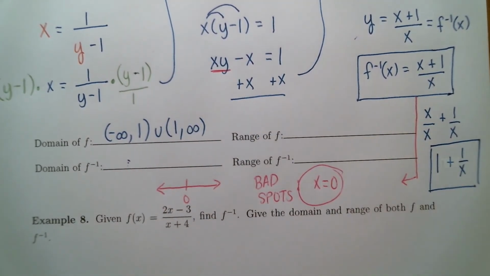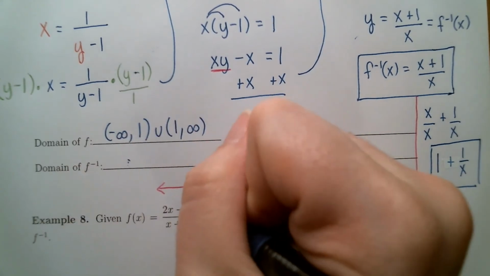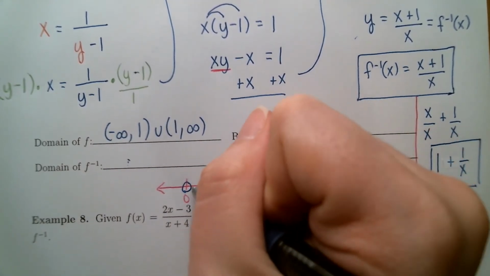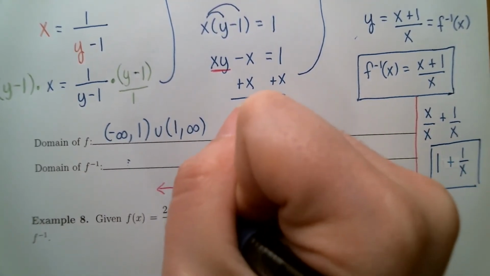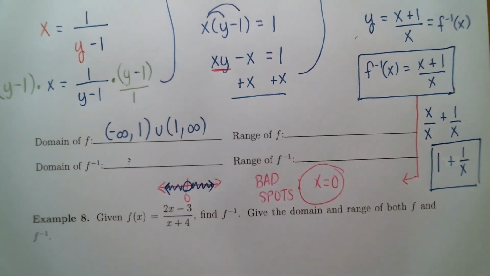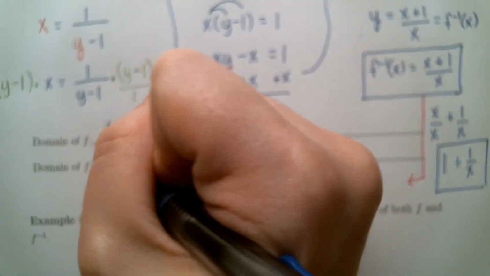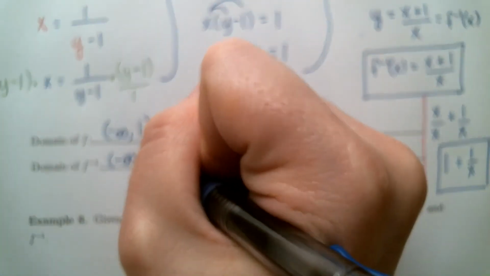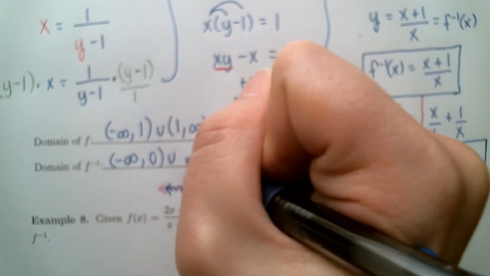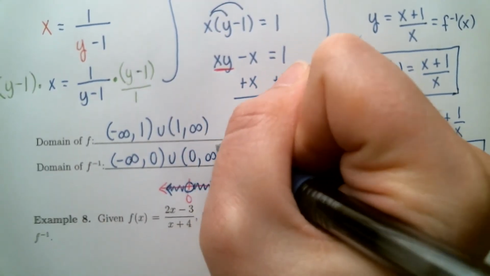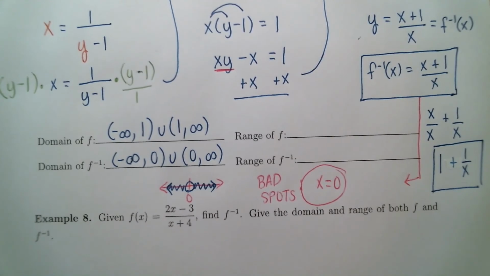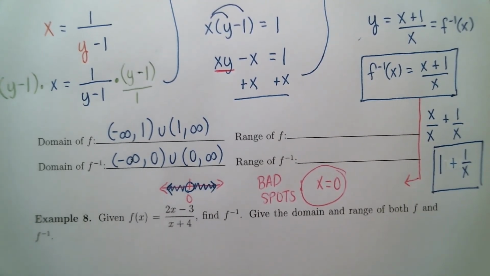If you draw your little picture, 0 is a bad spot, so put an open circle. Everything else is good. So my domain is going to be from negative infinity, throw out the 0 with a parenthesis, pick up on the other side of 0, go off to infinity. That is the domain of the inverse.